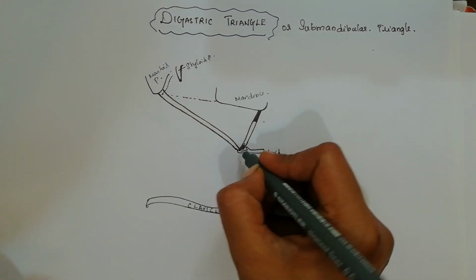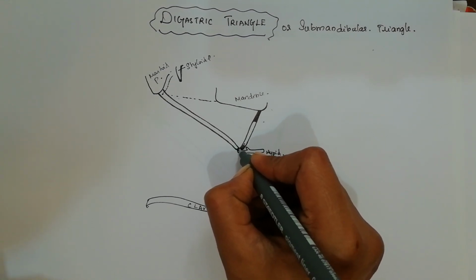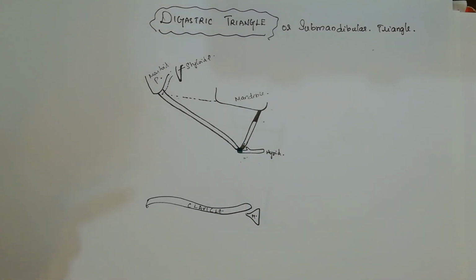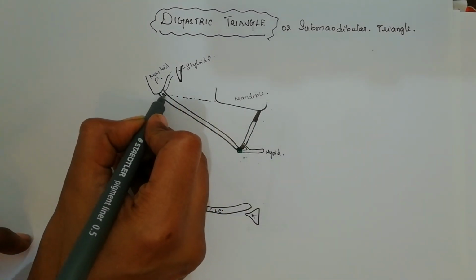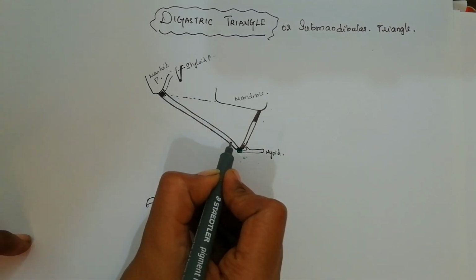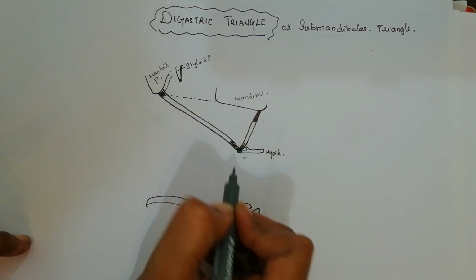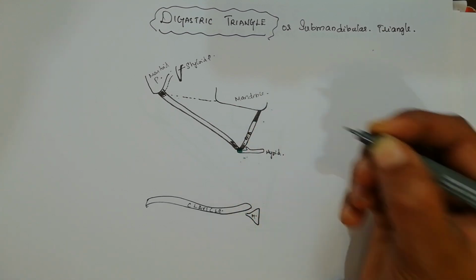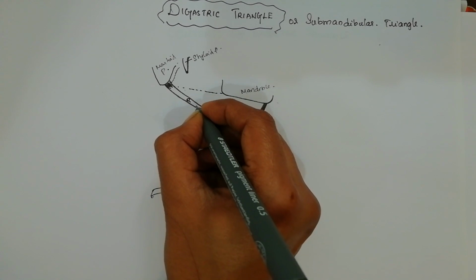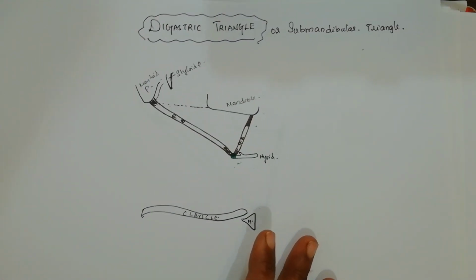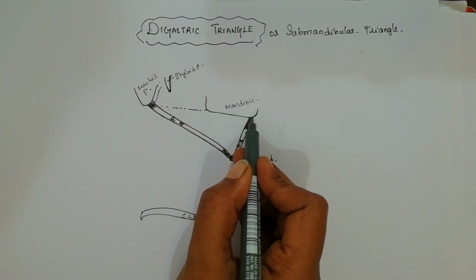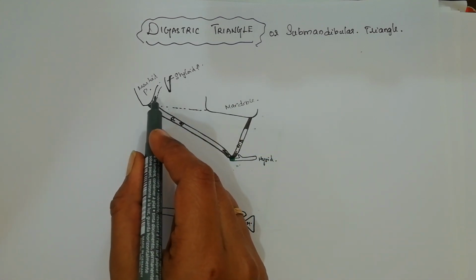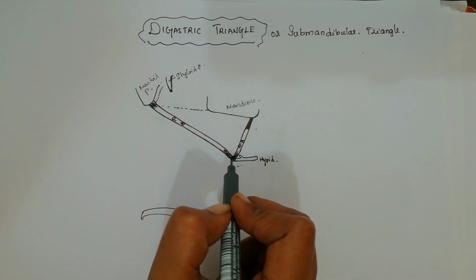So these two, anterior and posterior belly, are joined together by a common tendon which forms a sling to connect it with the hyoid bone. So this is the anterior belly of digastric and this is the posterior belly of digastric. The anterior belly takes its origin from the digastric fossa and is inserted into the common tendon. The posterior belly takes its origin from the mastoid notch and is inserted into the common tendon.